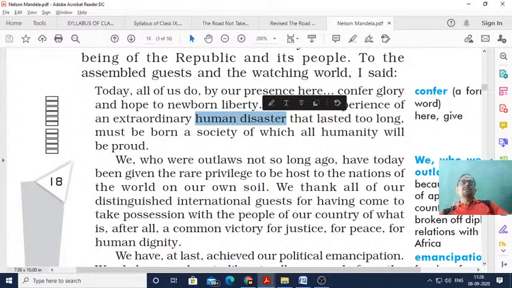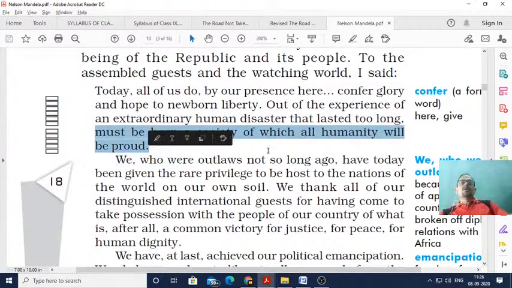Okay, so this is what this human disaster is all about. That lasted too long, 300 years of white supremacy. And then he said, out of this extraordinary human disaster, now democracy is born. Must be born a society of which all humanity will be proud. Humanity means human beings all across the globe will be proud of this newborn democracy, newborn social and political setup. What is this setup? It is the non-racial government, where there will be no discrimination of black people from now onwards.